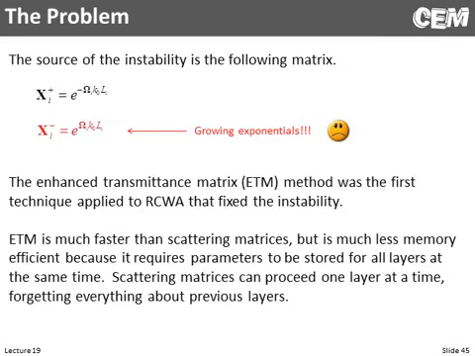So remember here, we have these two x matrices, which are our exponentials. This one, without the negative sign, is the bad one. This is the one that, if we use, will explode on us, particularly when there's evanescent fields or something like that. So the enhanced transmittance matrix method was the first developed to handle this. So essentially, we need to come up with a way to calculate reflectance and transmittance without using that particular x matrix.